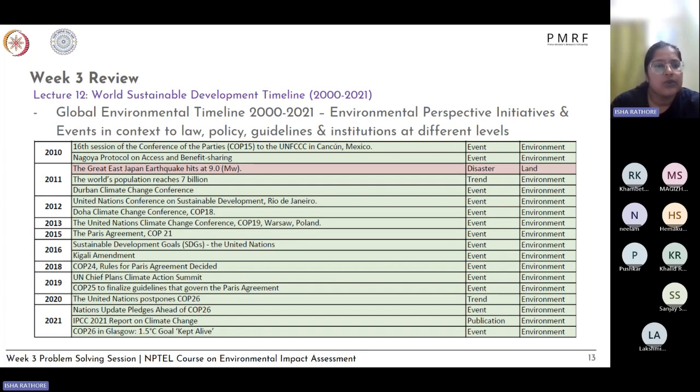2018, we had COP24, where the rules for the Paris Agreement, which were discussed in COP21, were decided. Then 2019, we had the UN Chief plan the Climate Action Summit and COP25 to finalize the guidelines which are going to govern the Paris Agreement. Then we had the proposal for COP26. In 2021, the nations updated their pledges ahead of COP26. And we had the IPCC 2021 report on climate change.